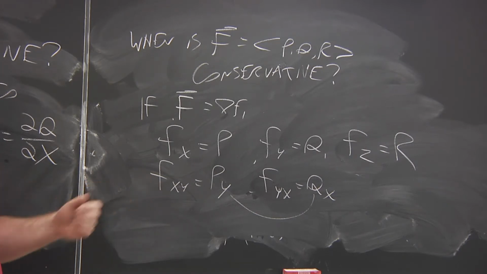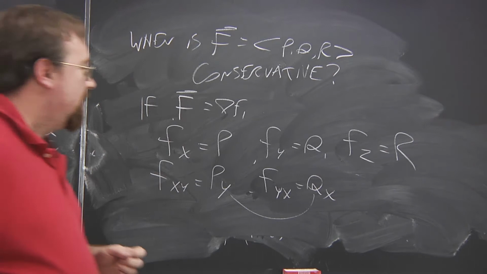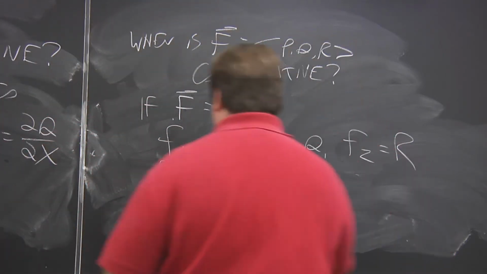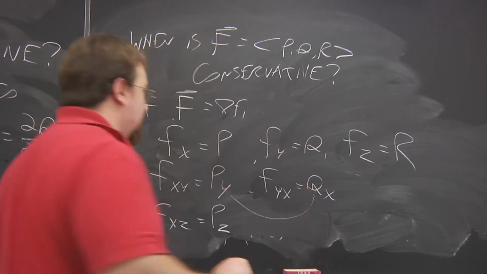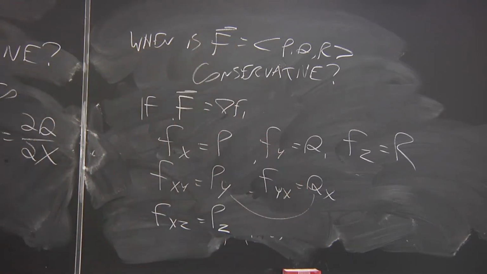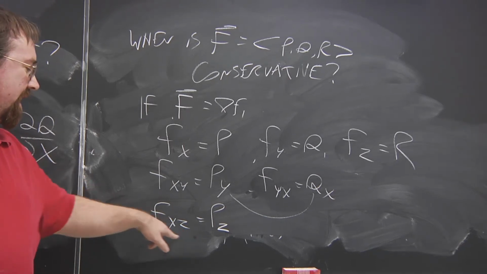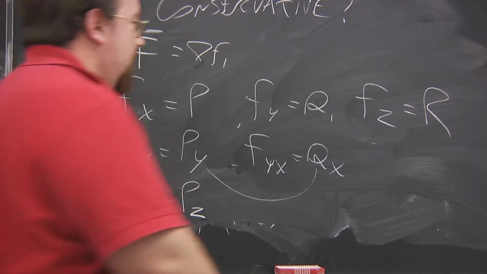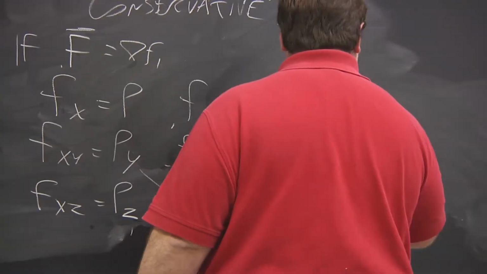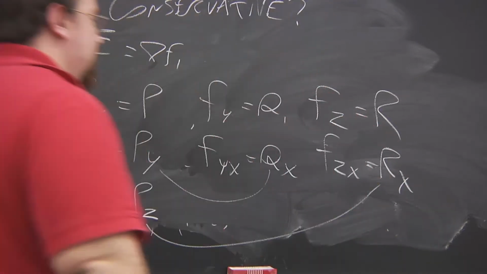All right, so you could take the first one, fx, and take the derivative with respect to z. So fxz is equal to pz. And what can we do with that? Well, how can we bring about fzx? You have the fz over there, and you can take the derivative of it. fzx is equal to rx. So now these need to match.